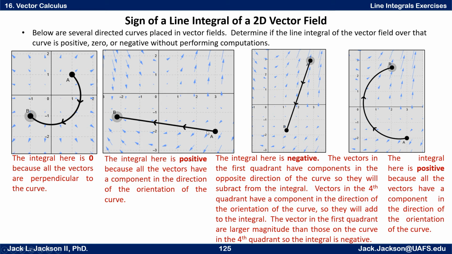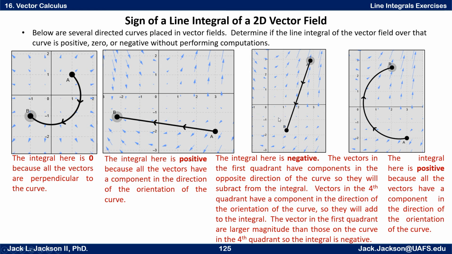For the next one, the line integral is positive. Every one of these vectors has a component that's going in the direction of the arrows of this curve, which is just a directed straight line. For example, vectors in here are going to have a downward component, but they also have a component going in the direction here. Every single vector along here is going to contribute positively to that line integral. So that's going to be a positive one.